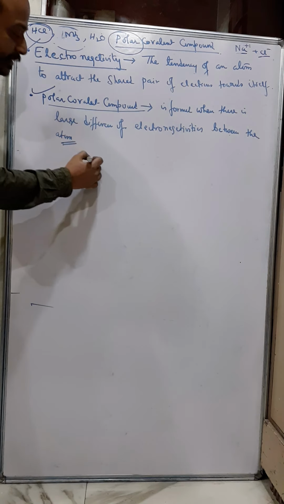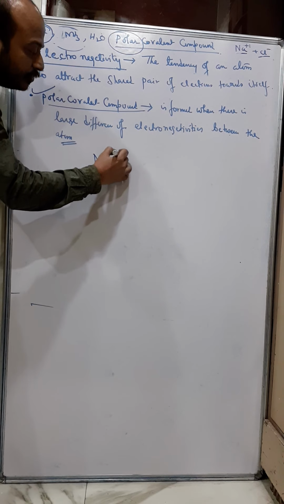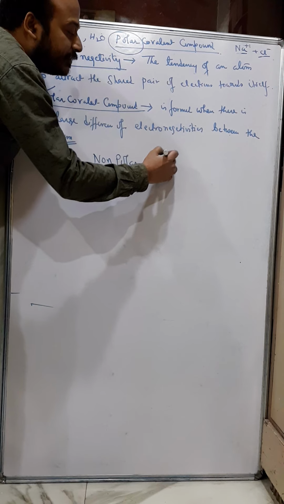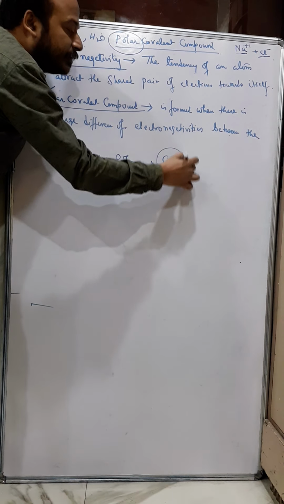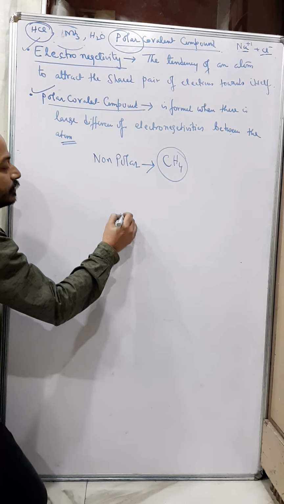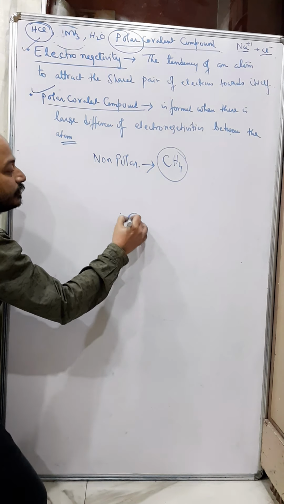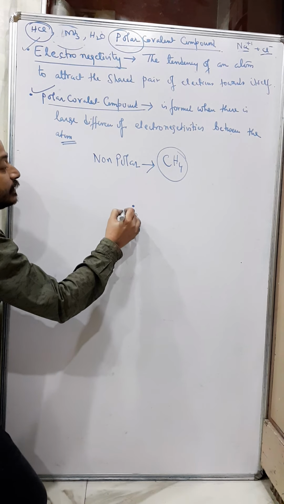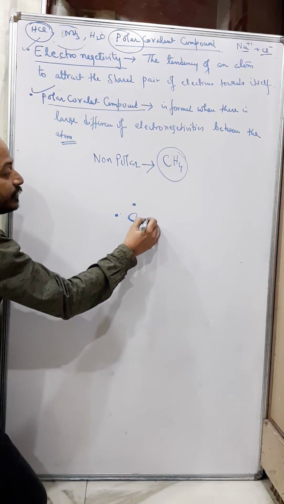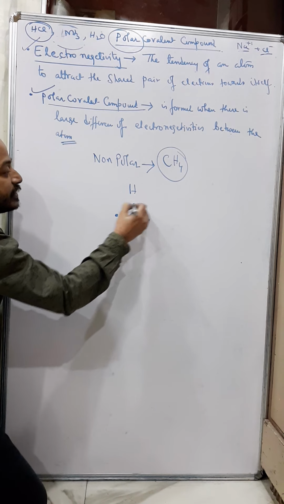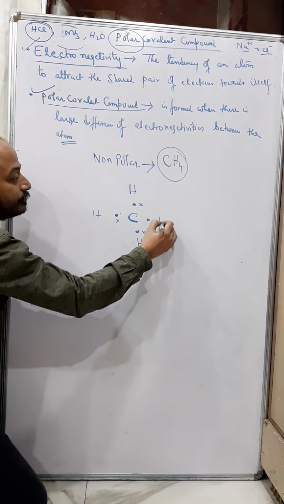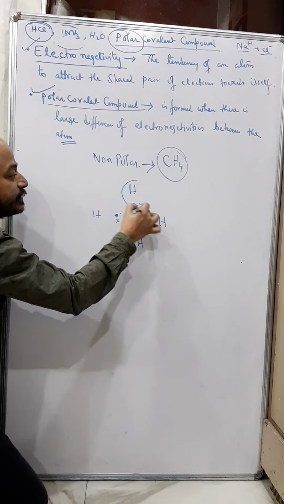Now if I say non-polar, just now I told you non-polar. We say methane is non-polar. Why is methane non-polar? Because suppose this is carbon, these are carbon's 4 electrons, and this is hydrogen. So this is the structure of methane.